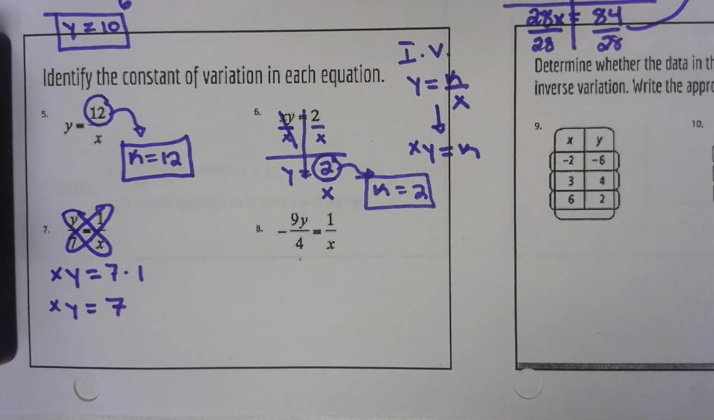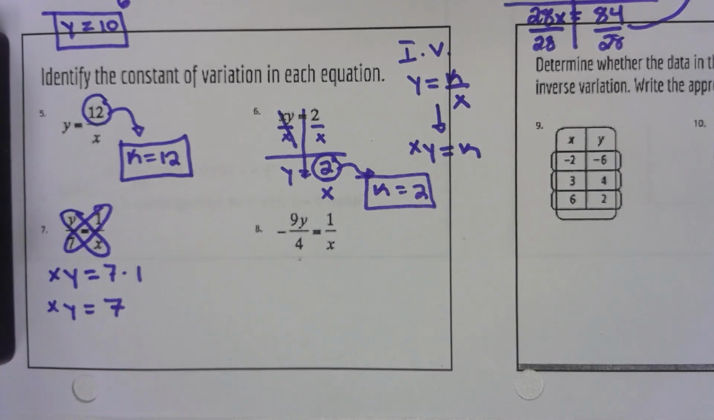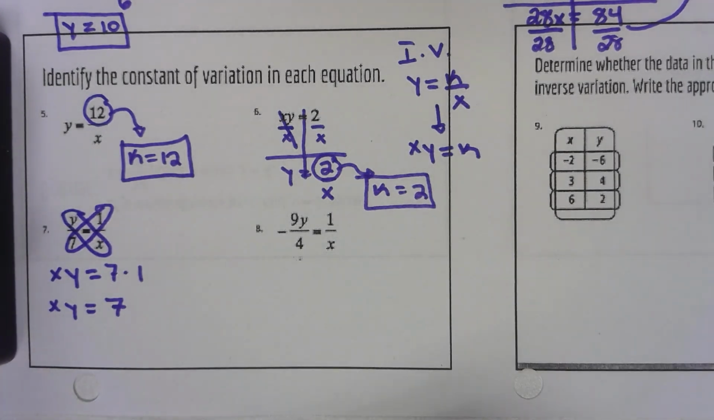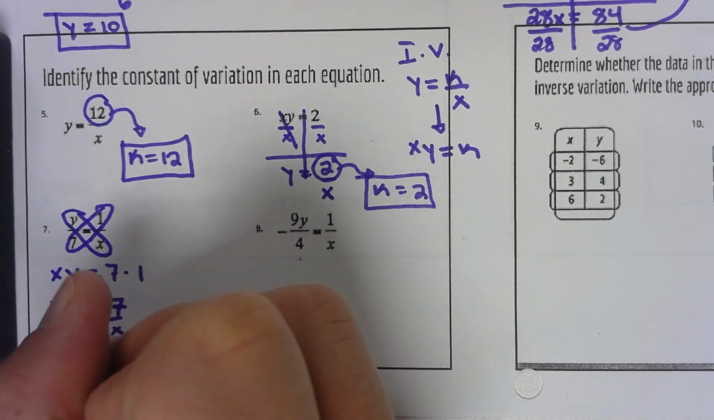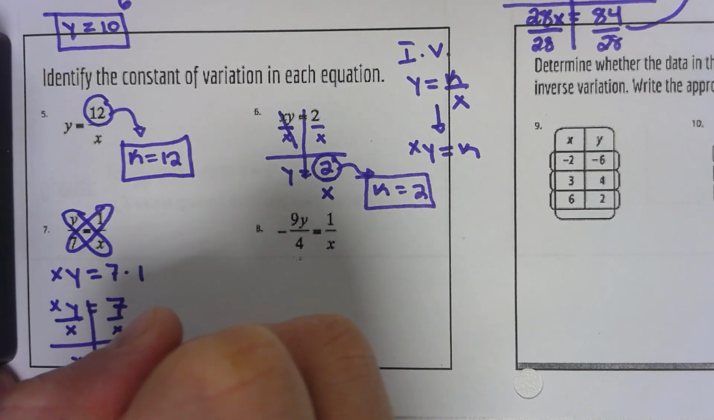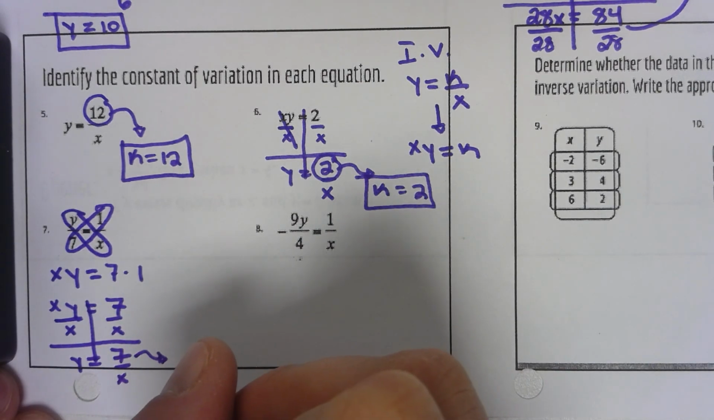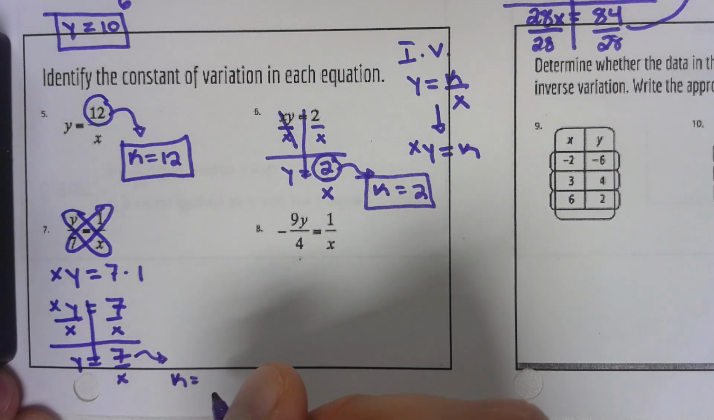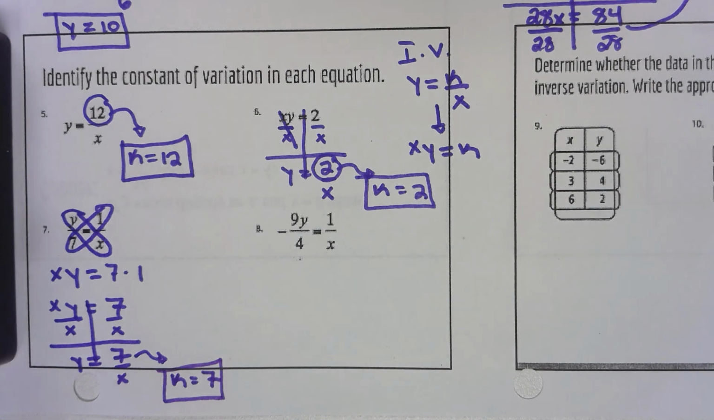And again, those of you with a good recognition will say, hey, x times y is equal to k, and thus k has to be 7. Others of us maybe don't see that right away. And so instead, we're going to work to get y by itself, where I divide by x. And thus, I get y equals 7 divided by x. And sure enough, that value of 7 is being divided by x, and thus k equals 7.